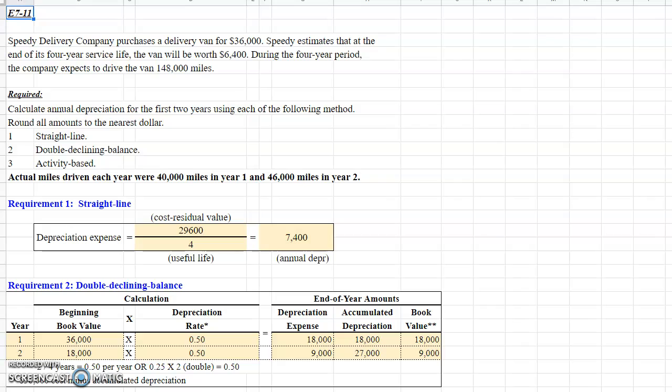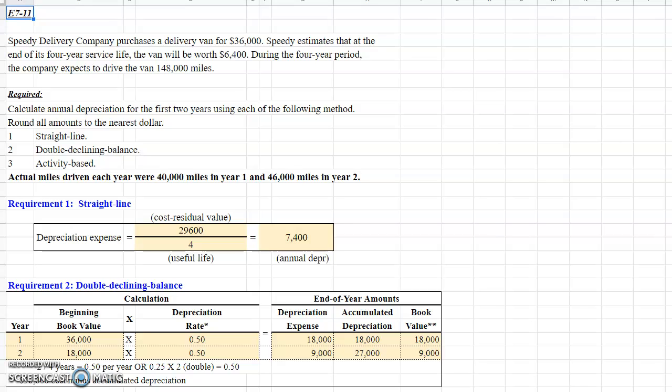This is a delivery company that purchases a van for $36,000, with a 4-year life. The van will be worth $6,400 at the end of its 4-year life. That's an estimate. During the 4-year period, the company expects to drive the van 148,000 miles. Again, that's an estimate. Everything related to depreciation methods is based on actual cost and estimated life and estimated usage.